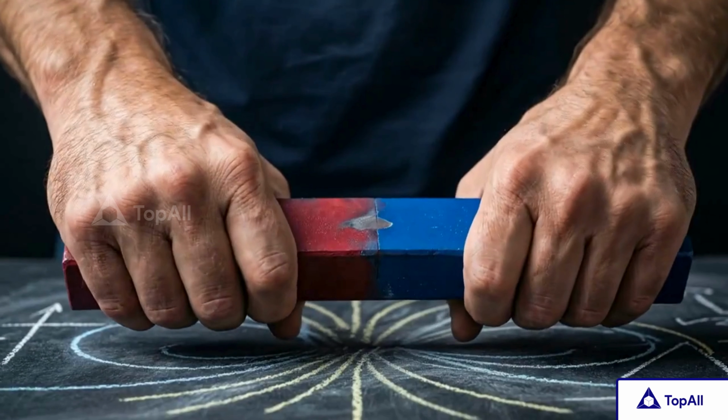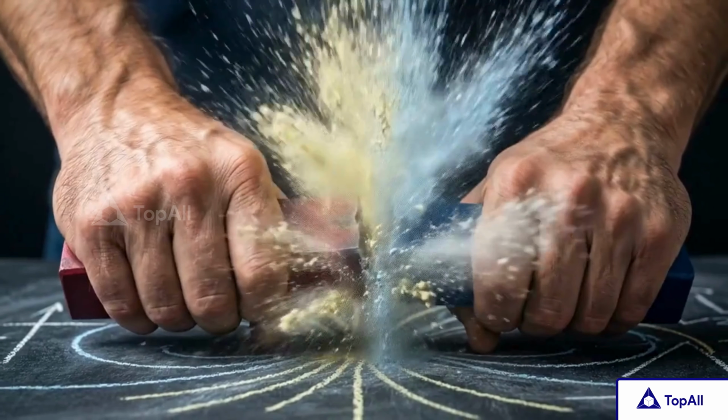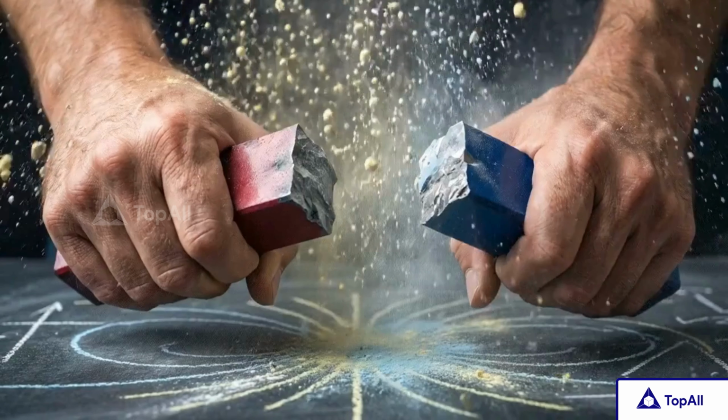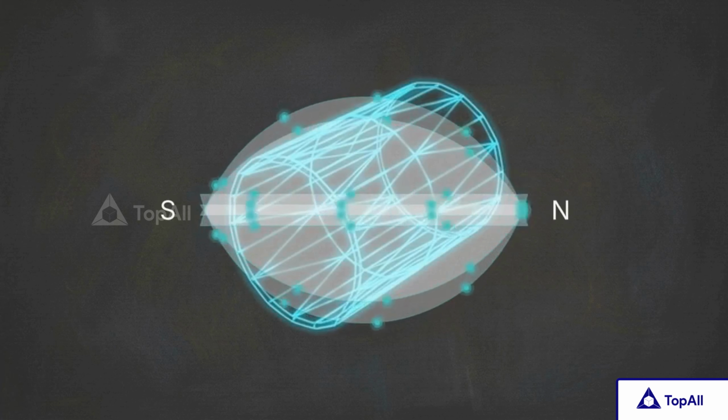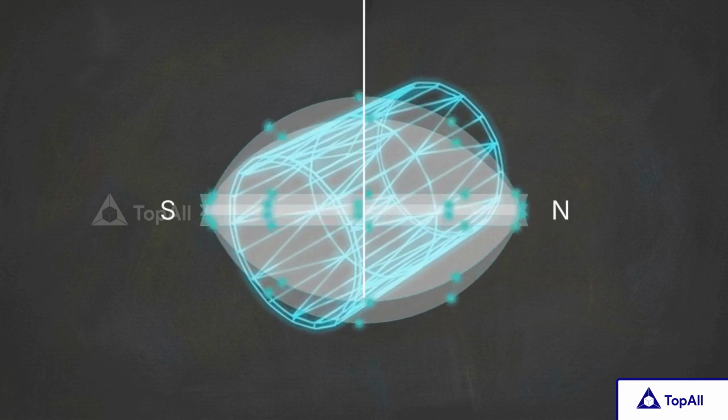If you break a bar magnet in half, you never end up with an isolated north pole in one hand and a south pole in the other. You simply get two smaller, complete magnets. This is easier to visualize if we look at our equivalent solenoid. Picture a wireframe coil where the field lines flow continuously through the center and return around the outside.